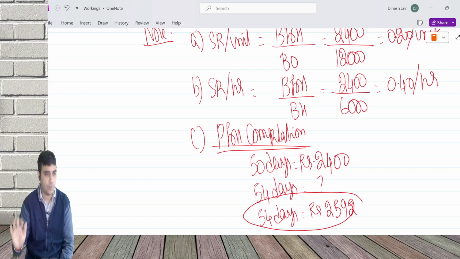The problem should be almost over with this. 54 days is equal to 2592. So 0.20 per unit, 0.40 per hour, and 2592 rupees. That is the possible fixed overhead. Any doubts on this? Can you proceed? 0.2, 0.4 and 2592.